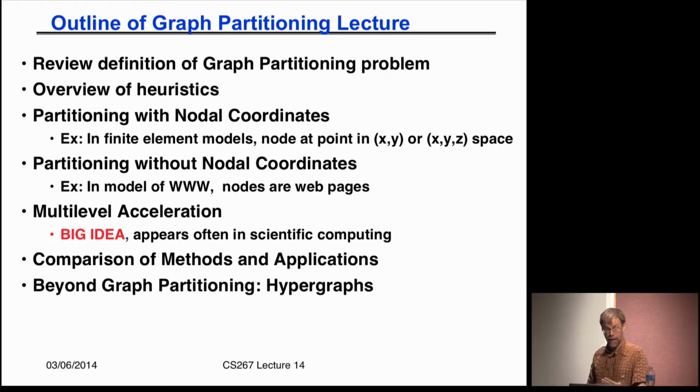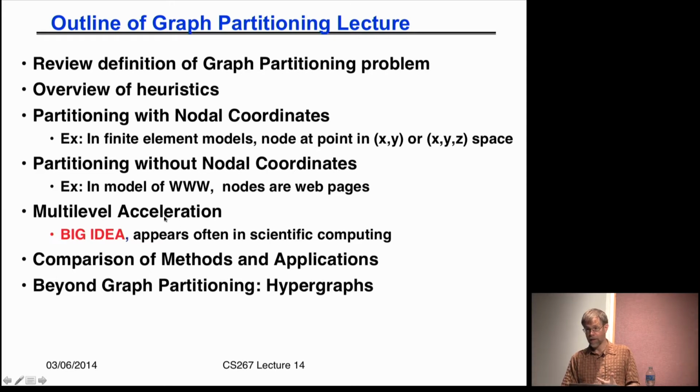But a lot of graphs that people care about don't have coordinates, or you're certainly not connected to your nearest neighbors in any reasonable physical sense. So for example, in the World Wide Web, the nodes are web pages and the edges are links. This web page refers to that one, and you want to partition that somehow and ask questions about it. There's no geography that makes sense there. So I'm going to give you the basic techniques that work for both those categories of graphs.